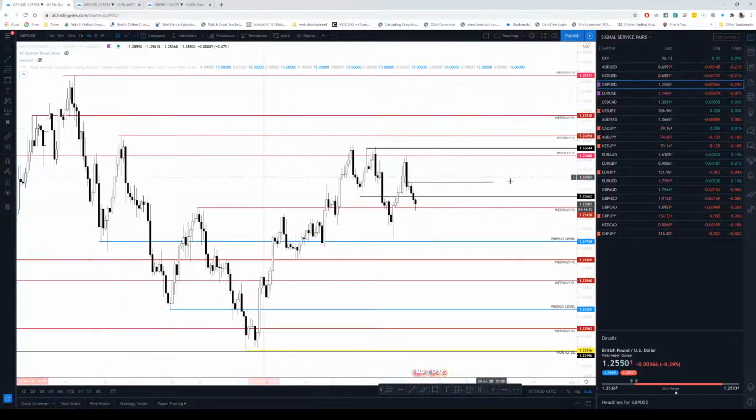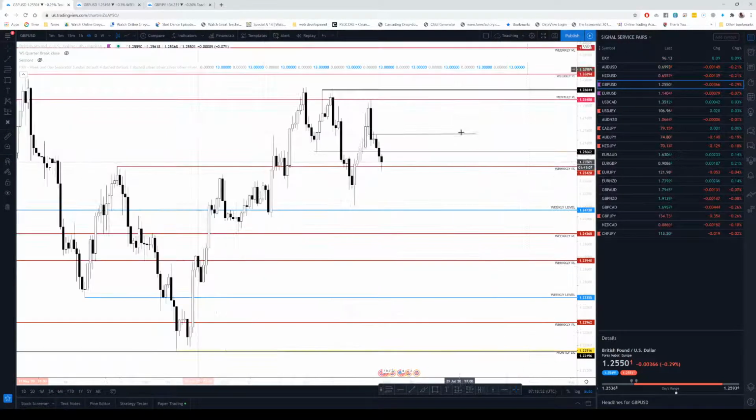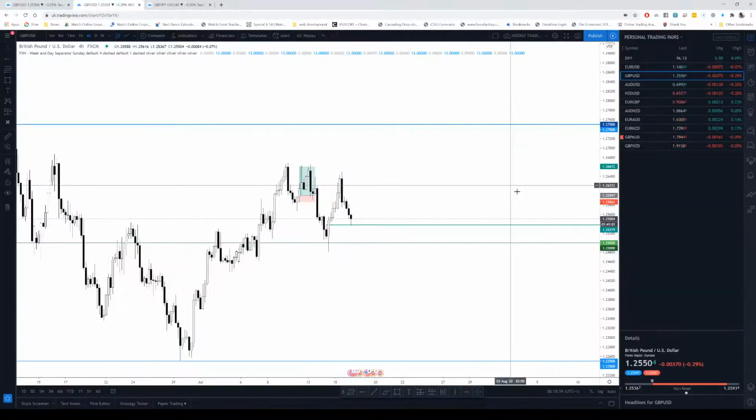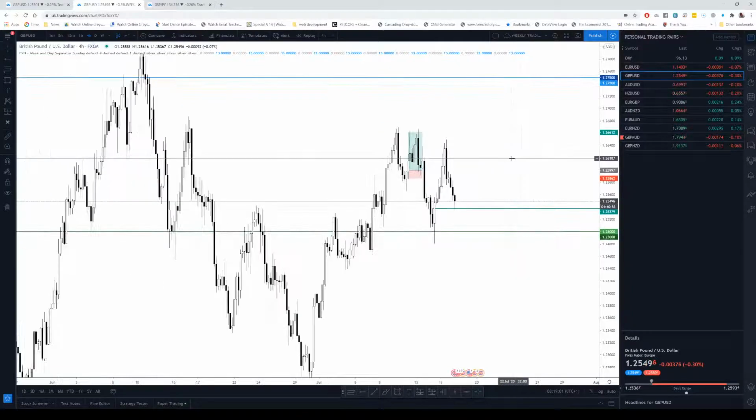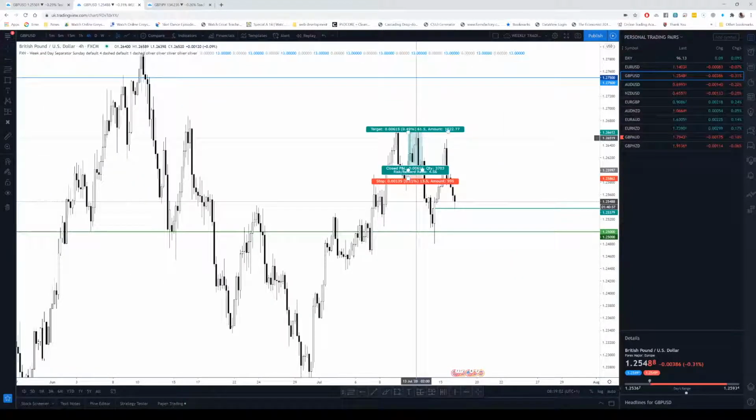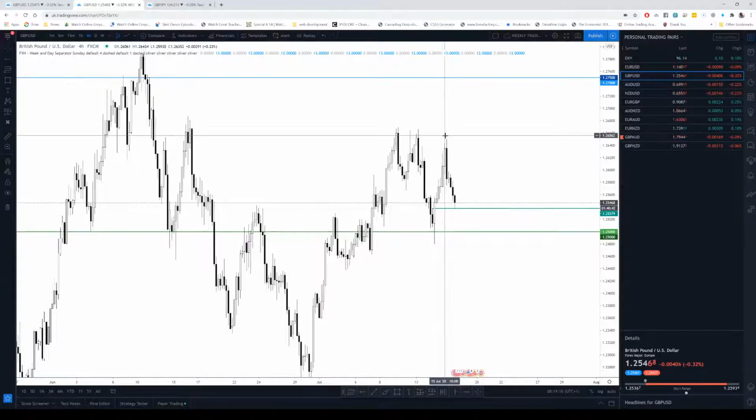Let's jump on to pound. Let me use a clean pair, let me use this one. So on pound, we did have a trade down here, and we were waiting for an entry there, but price didn't give us the entry, and then it shot all the way up, and it's now come back down to the entry that we were looking for.